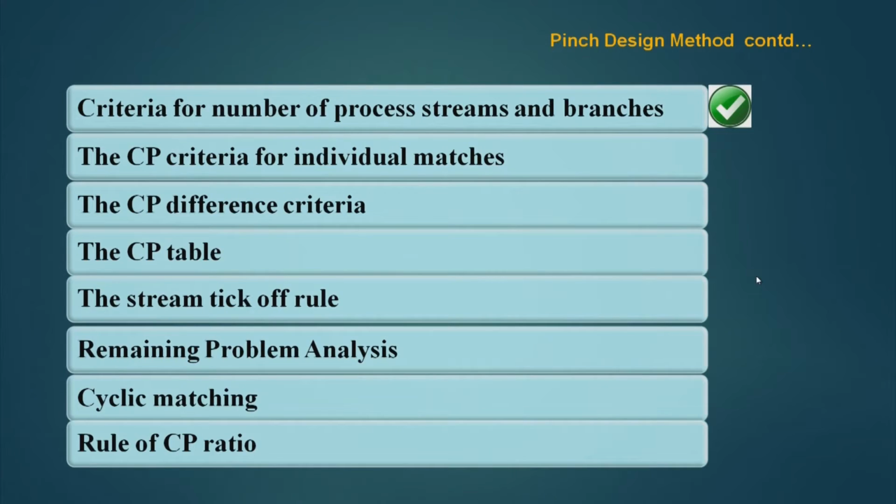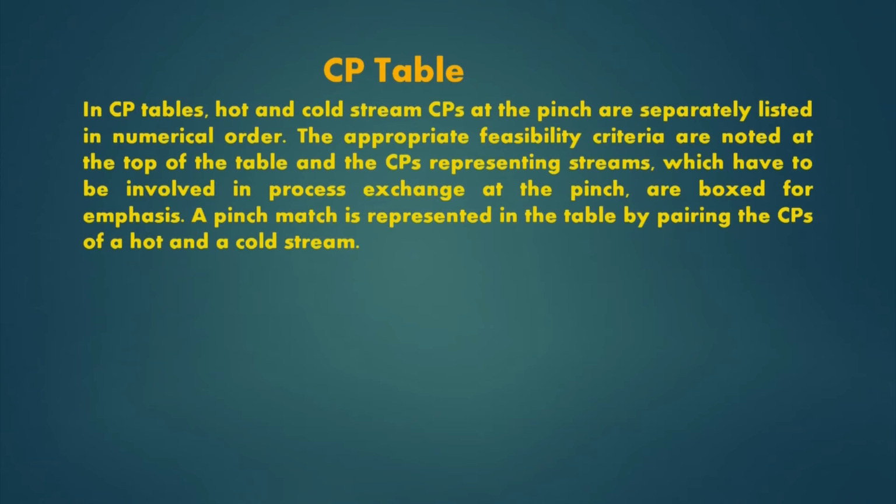In the first part, we have covered some of the rules, and in the second part, we will cover the rest of the rules. In the first part, the criteria for number of process streams and branches, the CP criteria for individual matches, and the CP difference criteria have already been covered. Now in this lecture the rest will be covered. To start with, we will start the CP table.